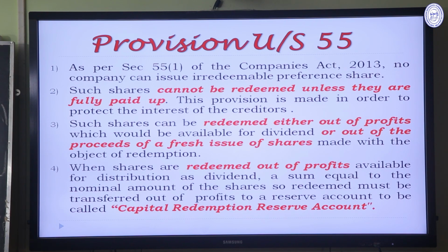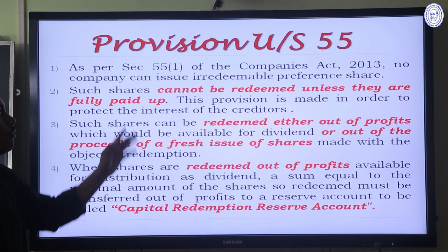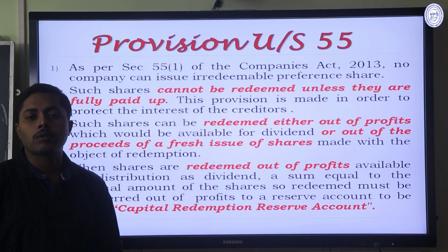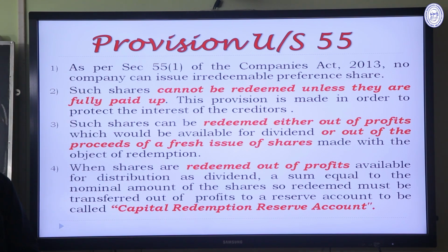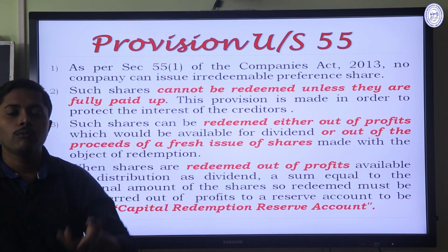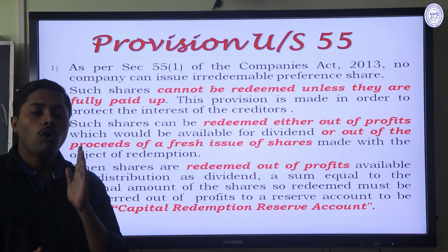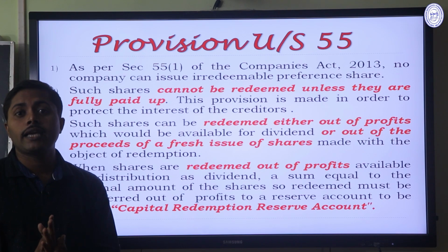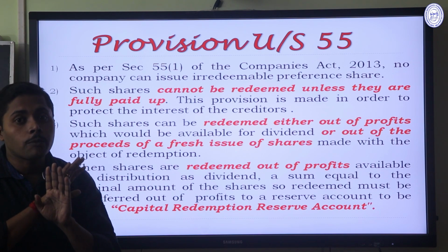Now, what are the provisions? In the learning objective, we stated that we will know the provisions of the Companies Act, specifically section 55 of the Companies Act 2013, which are laid down for the purpose of redemption of preference share. What are the basic provisions? I will tell you one by one. The first provision is that all the preference shares must be fully paid up before they can be redeemed. Partly paid up preference shares cannot be redeemed.